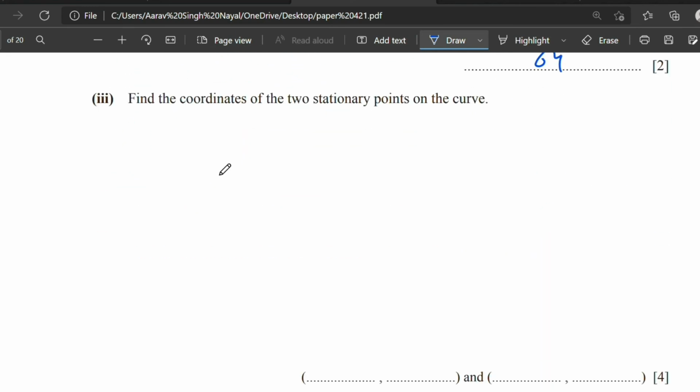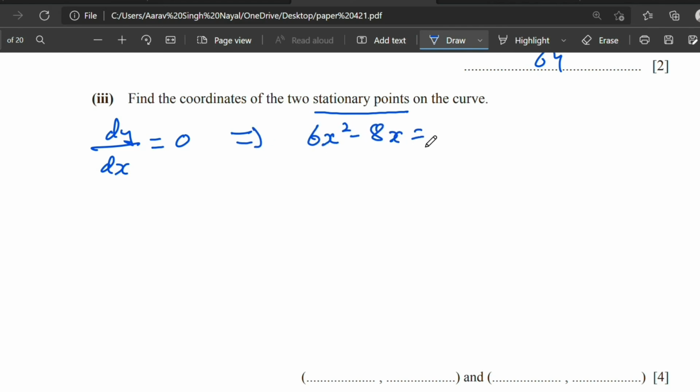Now find the coordinates of two stationary points on the curve. We know that the points are stationary where dy by dx equals 0. So when you have dy by dx equal to 0, you get the stationary points. So substituting 6x square minus 8x equals 0 and taking 2x common, in bracket you will have 3x minus 4 equals 0. So the points that you get are x equal to 0 and x equals 4 by 3.